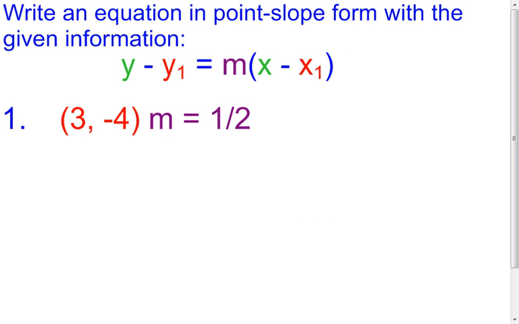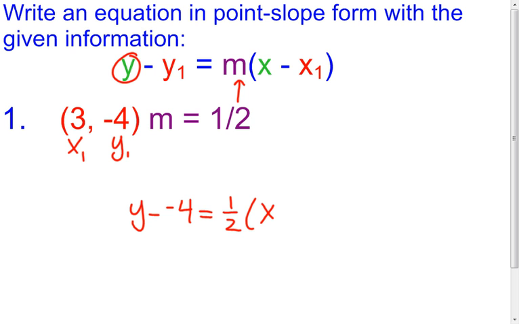So here we go. Obviously, I know that m is 1/2 here. This is your x coordinate, or your x1. The -4 would be your y1, and you will just simply plug them into the right spot. So I have y minus negative 4 equals 1/2 times x. Notice I'm not plugging in a number for y or for x. I will not do that.